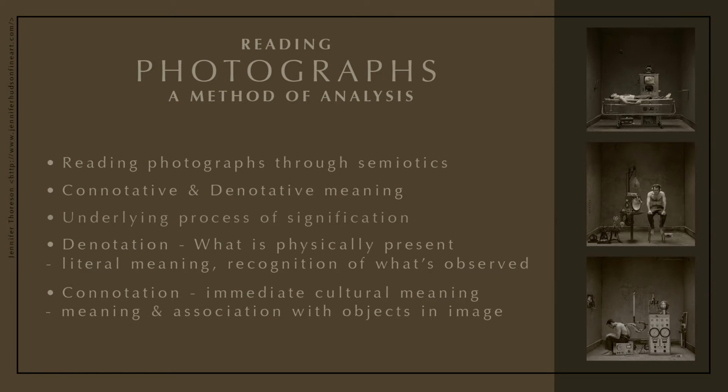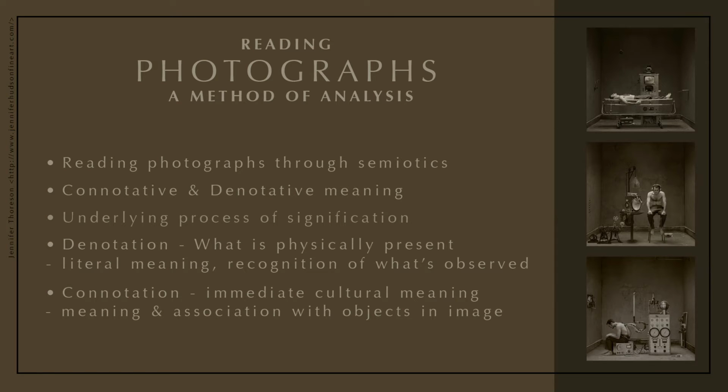The denotation of a photograph can be understood as what is physically present in the picture, what you can see. It is the literal meaning, the reading of a gesture, expression, object, etc. It's the simple recognition of what is observed, such as a smile, a table, or a person.